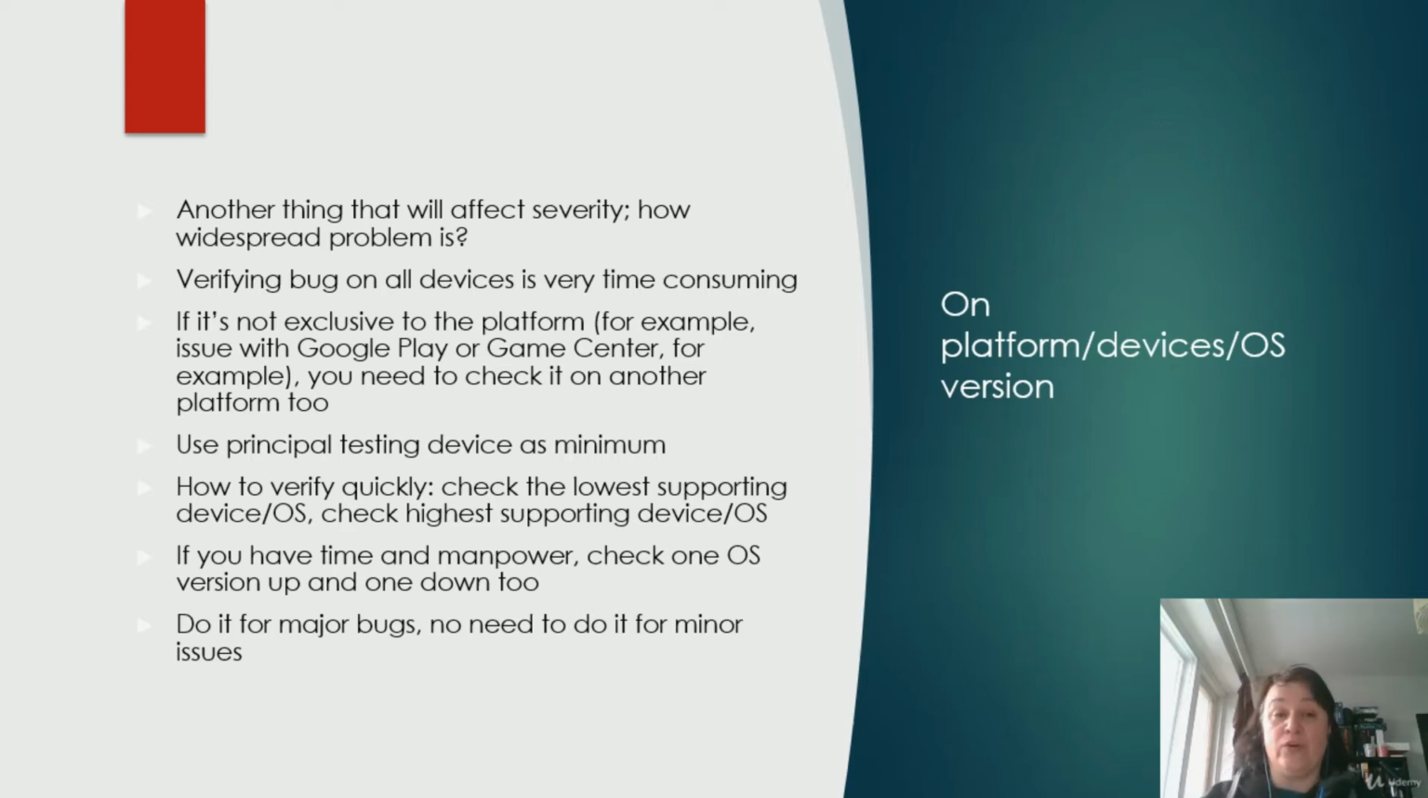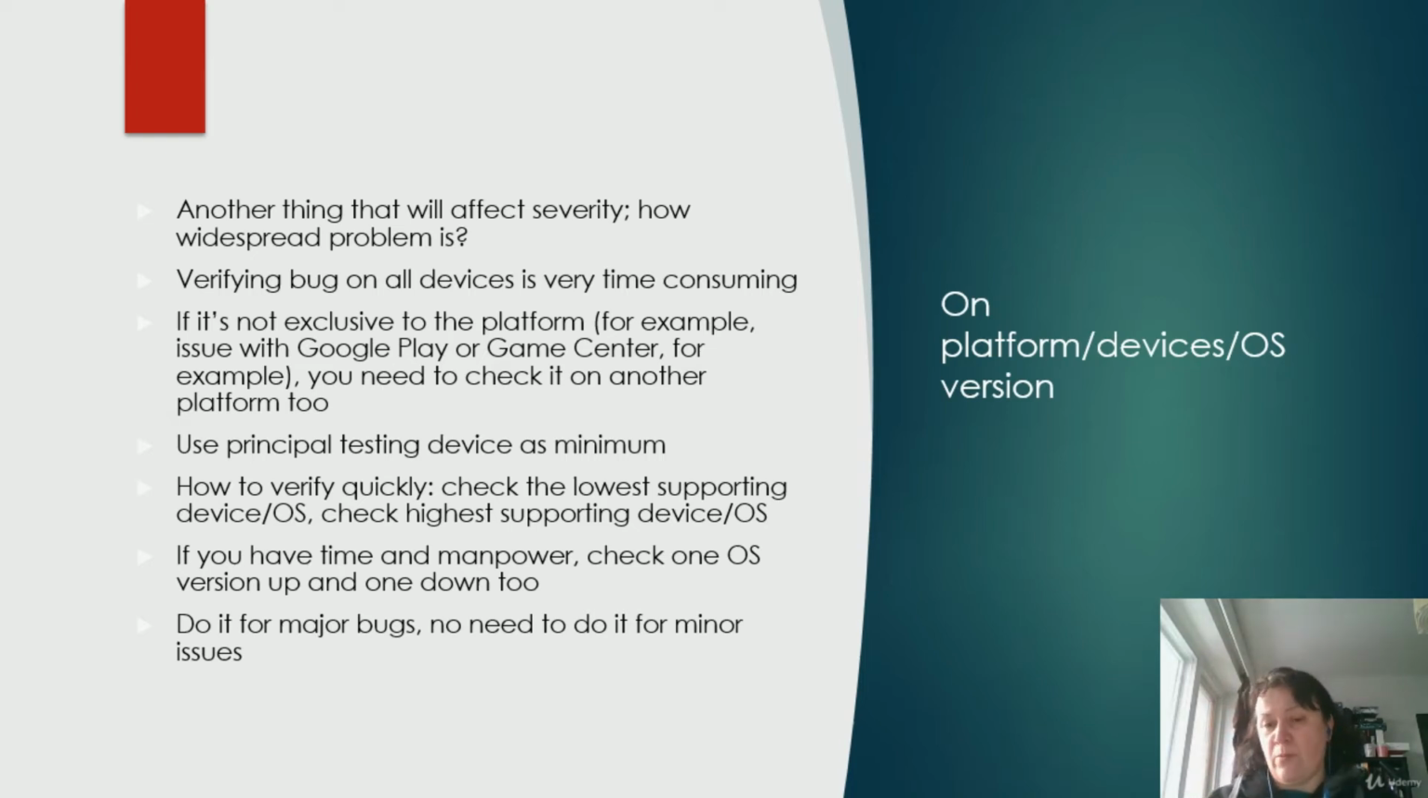And then generally how to verify quickly. Check on the lowest supported device and the lowest supported version of the operating system. Check on the highest supported device and the highest supported version of the operating system, which should be the newest one. This is going to give you the range. If the bug appears on your principal testing device, on the lowest supported and highest supported, chances are it's probably happening everywhere. Of course, if you have time and manpower, you can also check one operating system version up and down. So that will give you like 99.99 certainty that it happens everywhere.